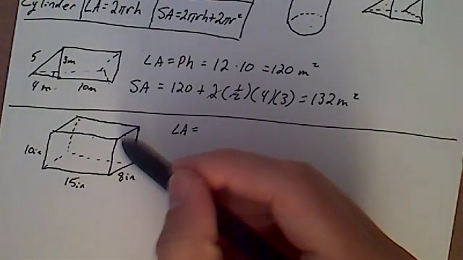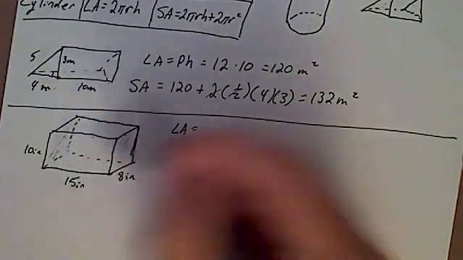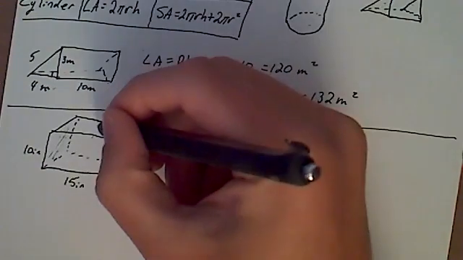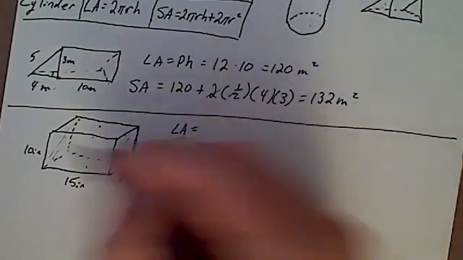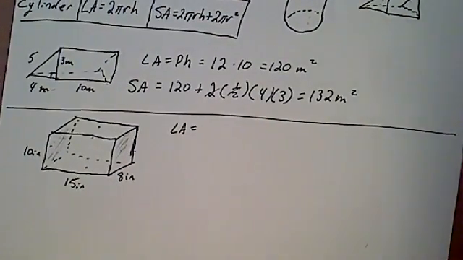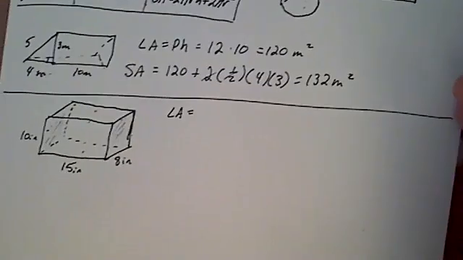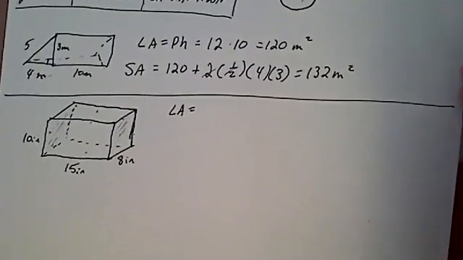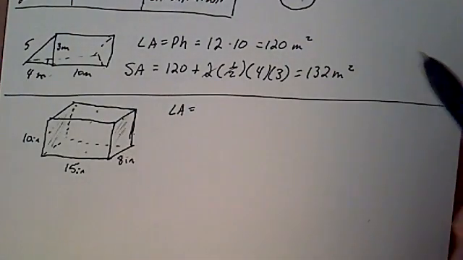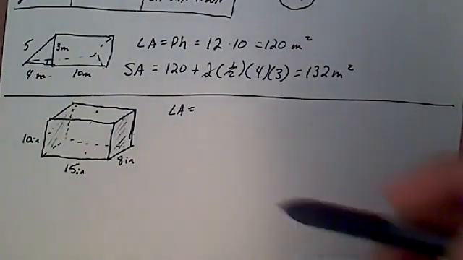However, generally here, I would think that we're talking about this side and this side, though it would make sense if you thought it was this one and this one. So we're going to do these two as our bases. That will change your lateral area, however, your surface area will not be affected. If I ask a question like this on a quiz or a test, I will try to be very clear about which sides I want you to use as the bases.